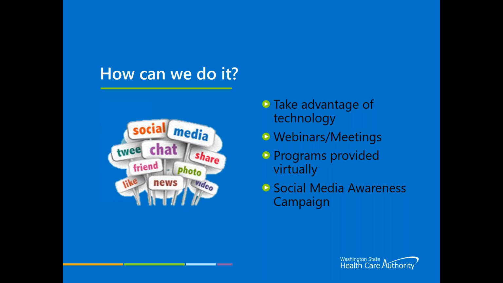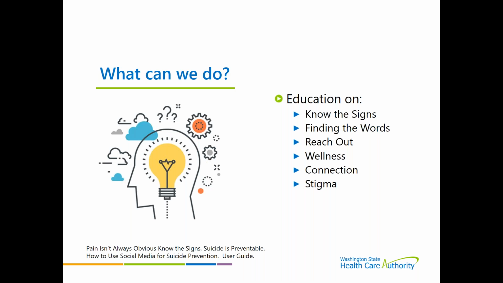Social media awareness campaign: putting together a campaign strategy to address your target population and educate them about suicide prevention and connectedness. You could, in addition to the strategies above, create videos that provide information from your program lessons or curriculum and/or suicide prevention information. This allows people to view them when they can and even multiple times. It also allows them to share the information with others, which increases your reach and your organization's presence online. Set up a calendar of topics to cover each week with your posts focusing on suicide prevention awareness, such as knowing the signs, finding the words, reaching out, wellness, connections, stigma.